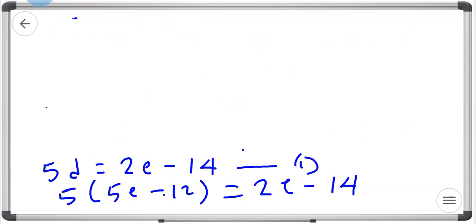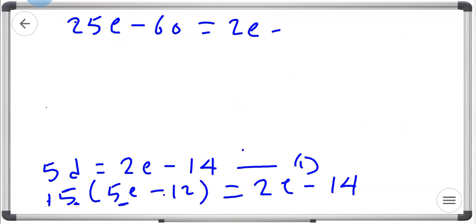So from here now, if we expand this bracket, 5 here multiplied by 5e here, that will give us 25e. Then also 5 multiplied by 12 here, that will give us minus 60. Take note, 5 here has invisible addition, so plus times minus here, that's minus. Then 5 multiplied by 12 here, that's 60 here. So equals 2e minus 14.